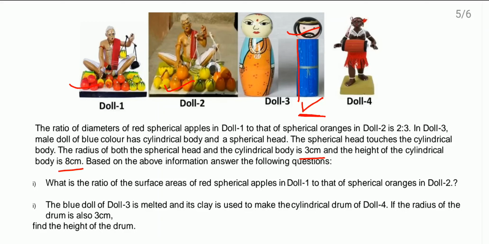Based on the above information, answer the following questions. Look at the first question here. What is the ratio of the surface areas of the red spherical apple in doll 1 to that of spherical oranges in doll 2? So we need to find out the ratio of their surface areas. Okay, so let us see now.